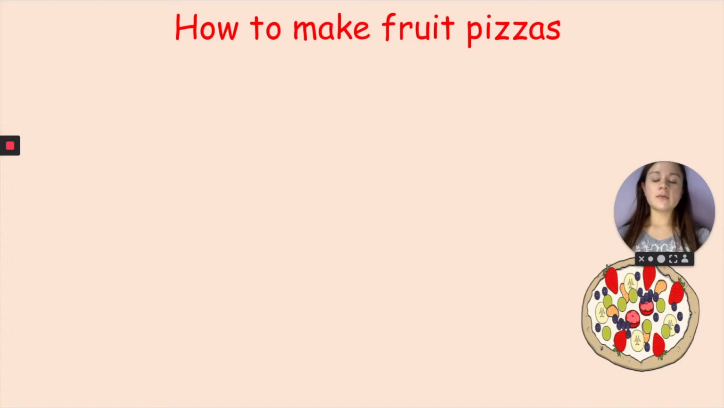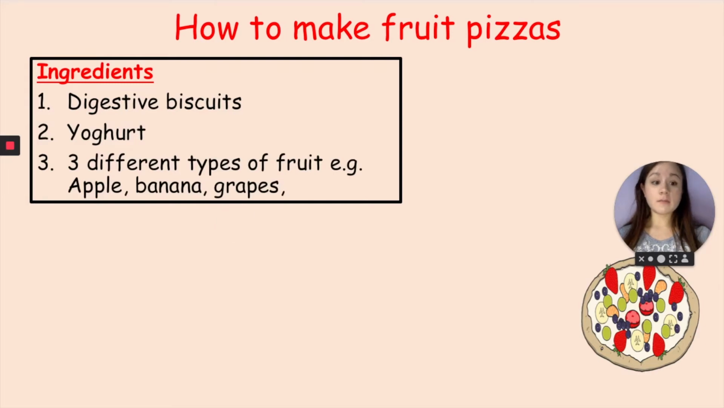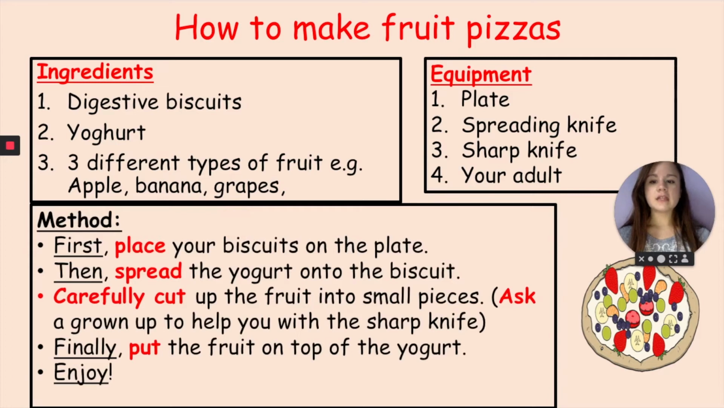One of the most important parts of a recipe is your title, How to Make Fruit Pizzas, so that you can tell the people reading it what they will be doing. You need your ingredients so that the people know what they need to go and buy or what they need to get to do the recipe. You need the equipment so that the people know what they need, and you need your method.